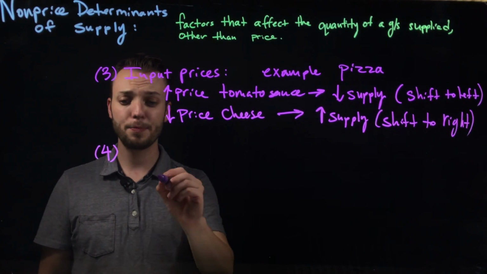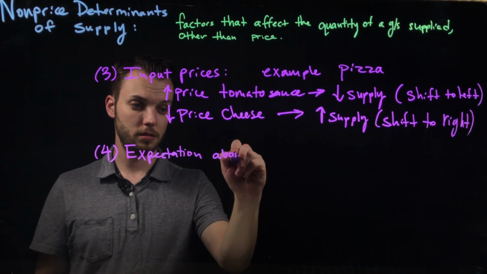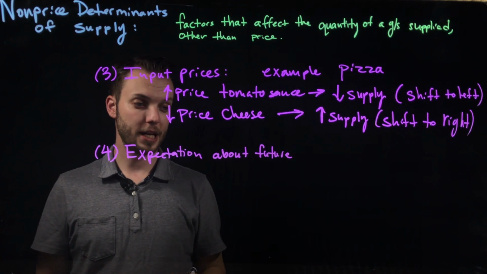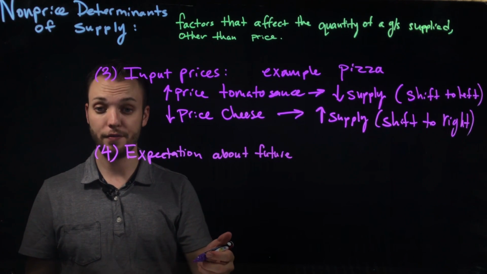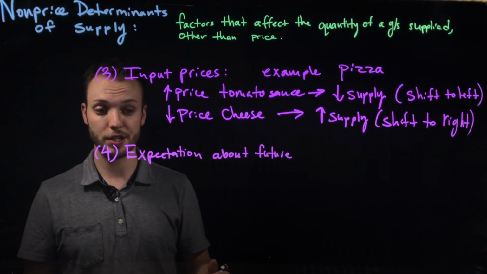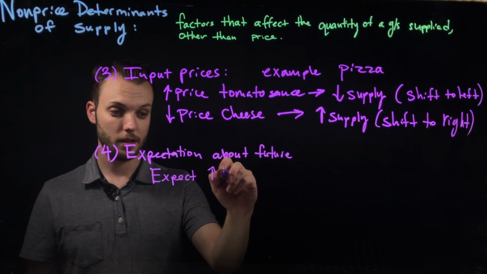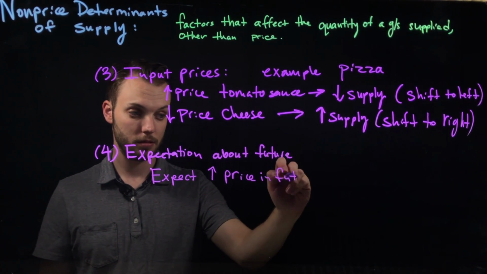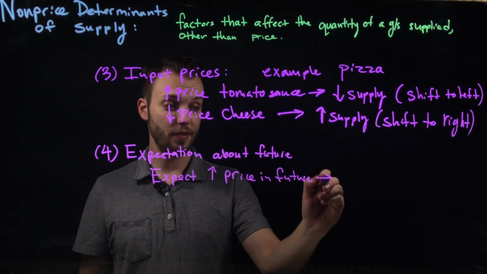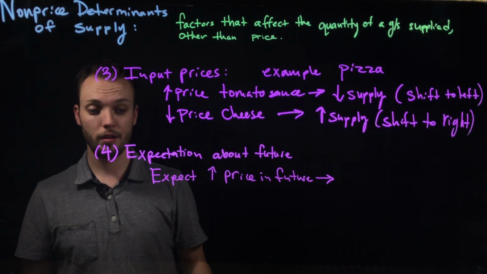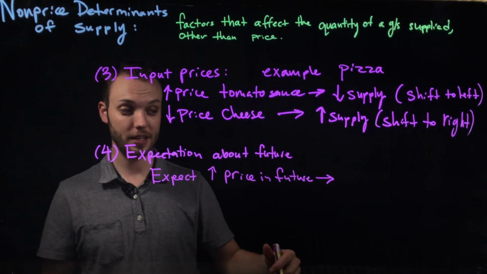Okay? So a fourth non-price determinant of supply, just like when we're talking about the non-price determinants of demand, expectations about the future matter. Expectations about the future. So if we expect that the price of the good or service that we're supplying is going to change in the future, that's going to influence how much we want to supply today. So if we expect that there's an increase in the price of our good in the future, what would that do for the supply today? Well, that would decrease the supply today because if we expect the price to be higher in the future, we want to sell it when the price is high, so we want to supply less today.